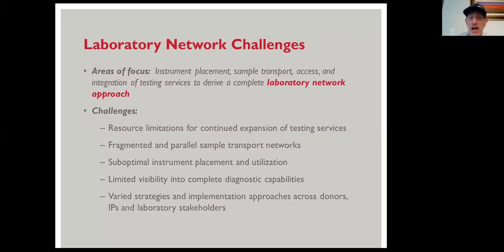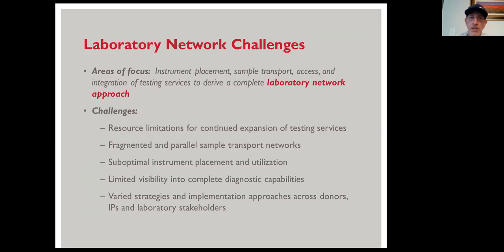We do see some fragmentation on sample transport networks, as well as parallel transport lanes. And that's partly just because many programs have grown somewhat organically to address some of the access-related issues, and it becomes very difficult, particularly when you have a high volume of instruments, to stay on top of what's going on in relation to your sample transport network. We do see many instruments in many countries that are not well positioned to maximize utilization, which is ultimately a cost-driving factor on cost savings associated with reagents. And we also see gaps.